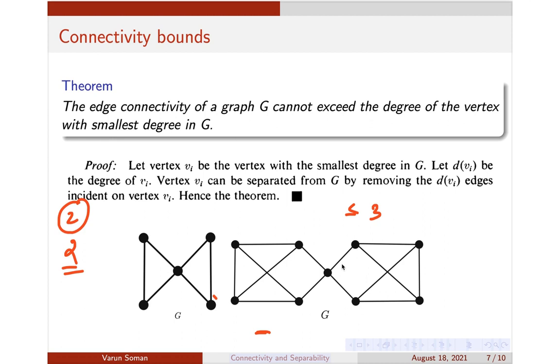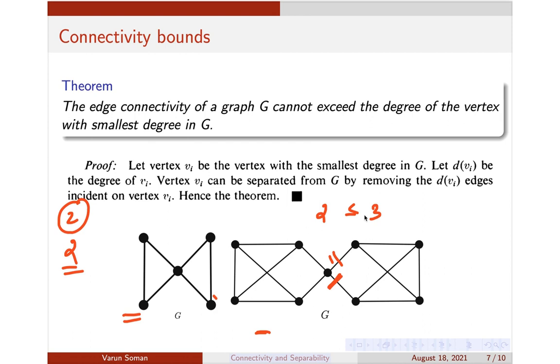Yes, if you just remove these two edges, this graph will become disconnected. So the edge connectivity of this graph is 2. You can see that edge connectivity is less than or equal to the minimal degree. Here is an example of a graph in which edge connectivity equals the minimum degree of a vertex, and here is an example in which the edge connectivity is strictly less than the minimal degree of the vertex. So that is one idea.